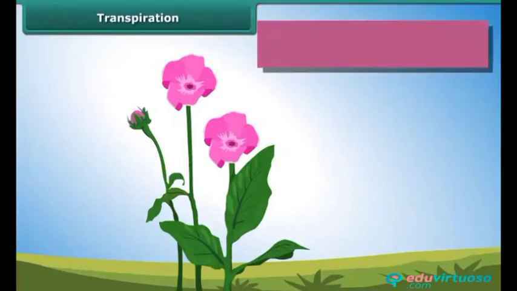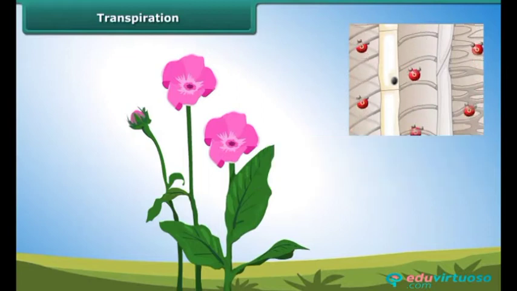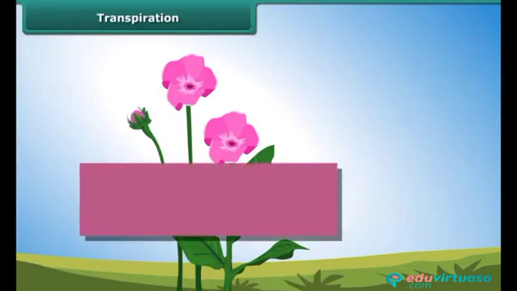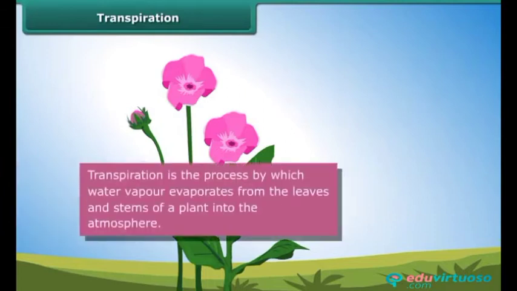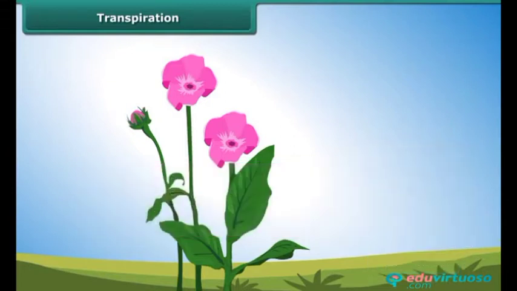Now we can move to the process known as transpiration. This process keeps the plant cool during the summer season. In the process of transpiration, there is a release of water. Transpiration is the process by which water vapor evaporates from the leaves and stems of the plant into the atmosphere.